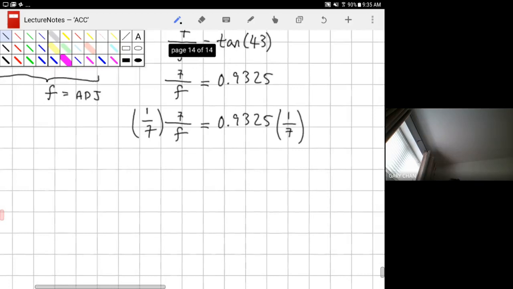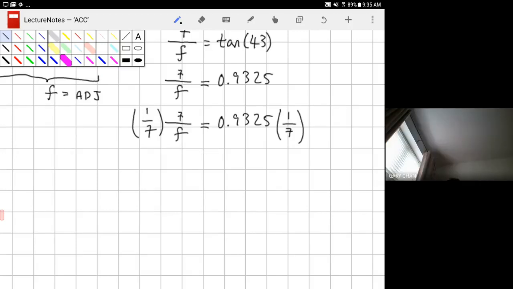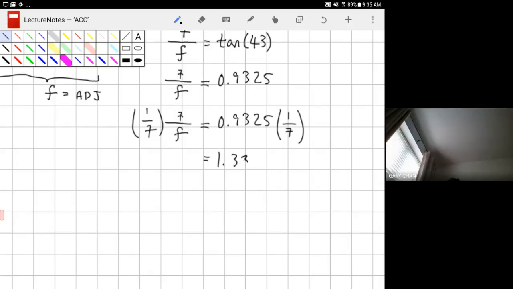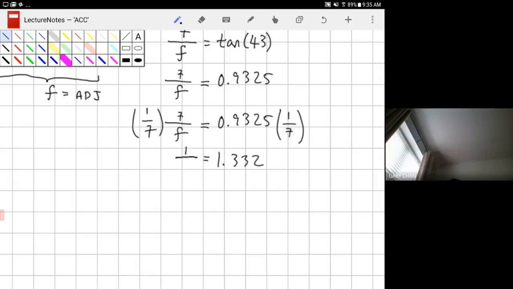Kai, can you tell us what will happen to the left-hand side? That'll give you 1.332. The left-hand side or the right-hand side? That's 0.9325 times 1/7. Oh no, on your side, that's the right side. And what about the left-hand side? If you multiply that, it'll be 1 times 7 over 7 times f. Then the 7 cancels out. That will give you 1 over f.